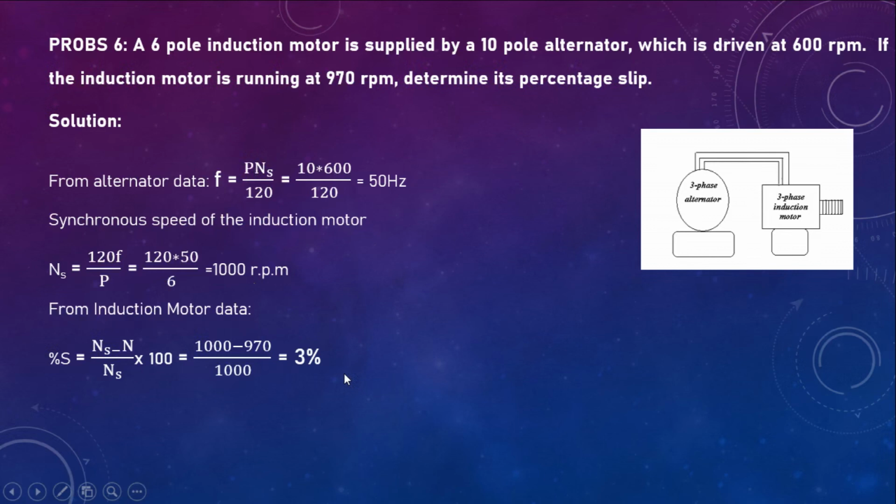This f is the same as the frequency of supply. How to find the supply frequency? By using the alternator details. So f is equal to P N by 120, 10 poles, running at 600 rpm, divided by 120. From this we will get 50 Hz. Once you get 50 Hz, we substitute back here to find ns as 1000 rpm. Once you find ns, we can find the percentage slip as 3%.